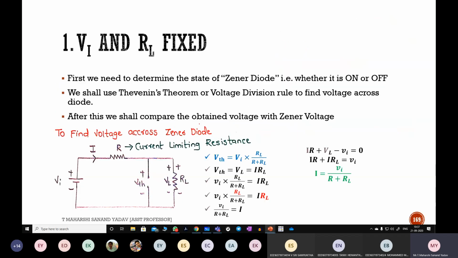See it here. Here I've shown you something called VTH. This is called the Thevenin's voltage. Or else the alternative is, instead of going with this theorem, directly we can make use of the voltage division rule. I'll explain what is meant by the voltage division rule. This is very important and will be very useful in the future also. So please make a note.